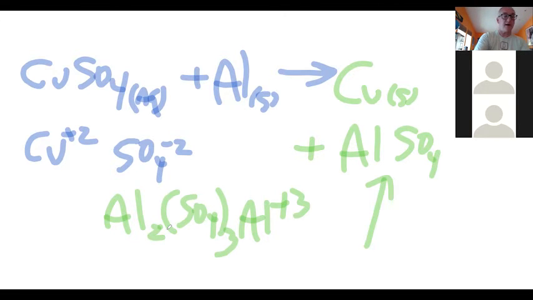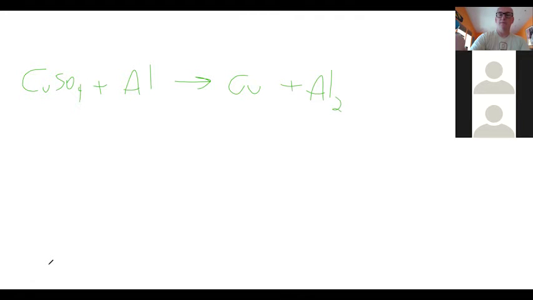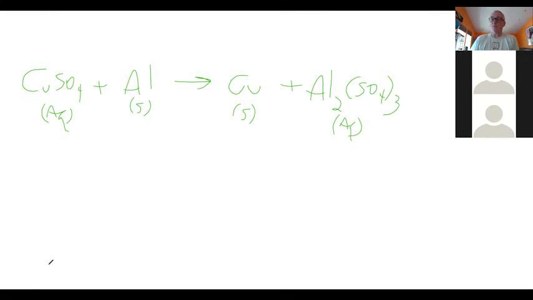So let's put it all together. This is going to be our complete reaction. So we've got copper sulfate plus aluminum makes copper plus aluminum sulfate. This is aqueous. That's a solid. That's a solid. This is aqueous. So that's our full reaction, right?